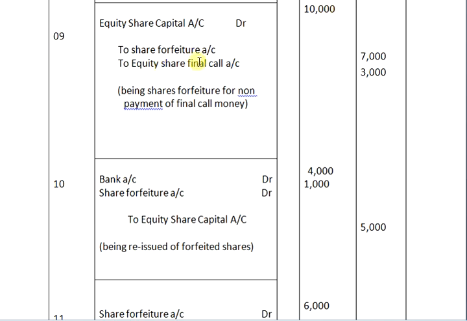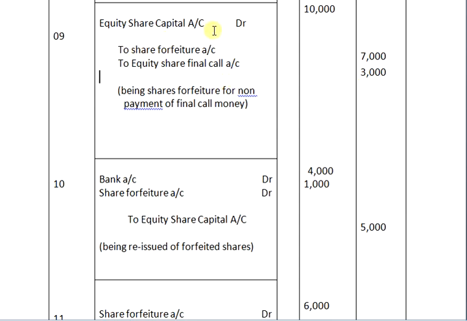To share forfeiture account, till now how much amount have they paid? They have paid on application, on allotment, and on first call. So to share forfeiture account, 1,000 into 7 rupees they have paid, it becomes 7,000. Again, to equity share final call account, this is the amount they left unpaid. They didn't pay the amount on final call. So 1,000 into 3, it becomes 3,000.